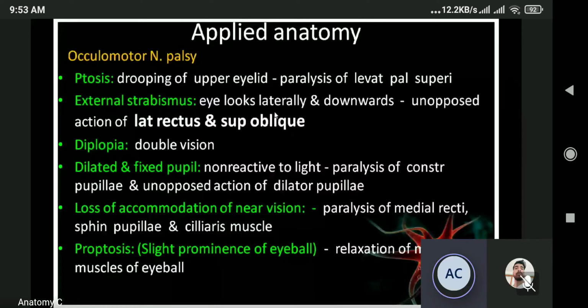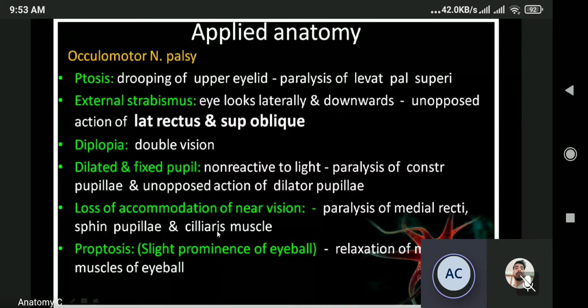Now, diplopia, dull vision, dilated and fixed pupil. You know why there is a dilatation? Because the sphincter pupillae, or the constrictor pupillae, is paralyzed. Why is there a loss of accommodation? Because the extraocular muscles are paralyzed, and the sphincter pupillae and ciliary muscles are also paralyzed.